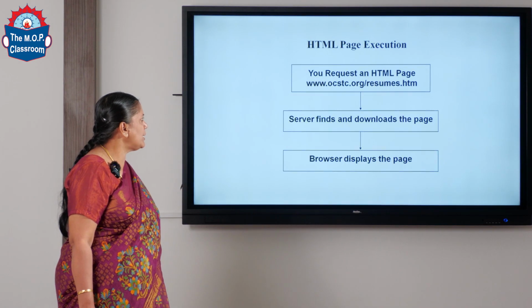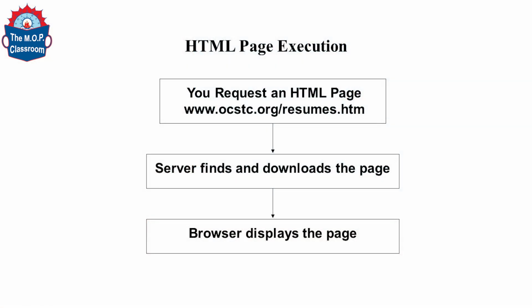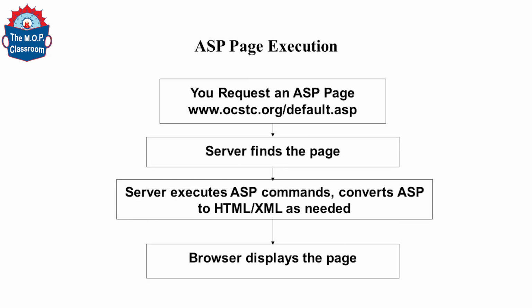For example, HTML page execution: if you are requesting a HTML page at www.ocstc.org, in that you are requesting resumes.htm. The server finds and downloads the page and the browser displays the page. When you look at ASP.NET page execution, when you request an ASP page here at www.ocstc.org and default.asp, the server will find the page as default.asp and execute the ASP commands, convert ASP to HTML or XML as needed, and the browser displays the page.